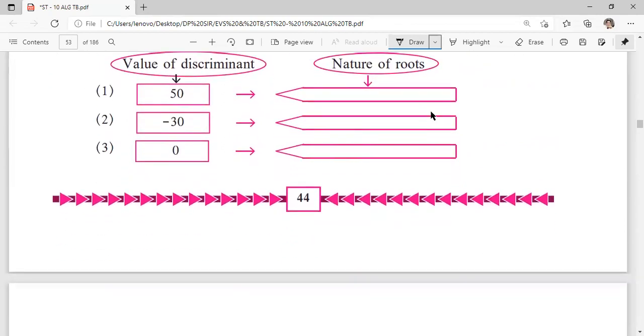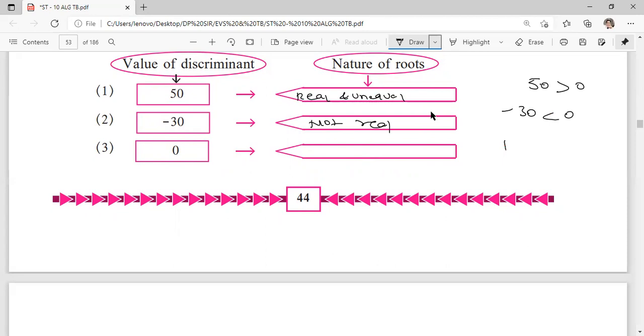And if you check here, please tell me the answer, that 50. You need to remember 50 is greater than 0. Whenever b square minus 4ac is greater than 0, the roots are real and unequal. Please be very sure. Then minus 30. Minus 30 is less than 0. So in this case, roots are not going to be real.